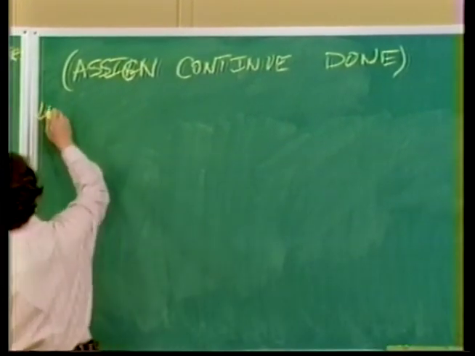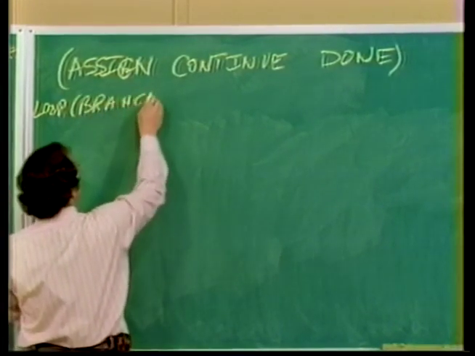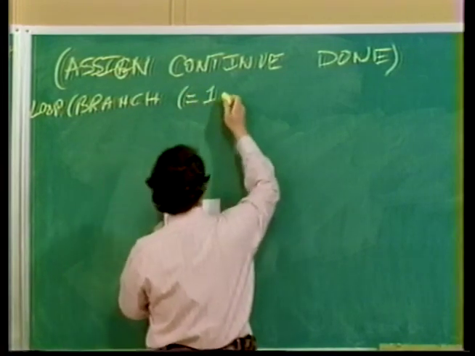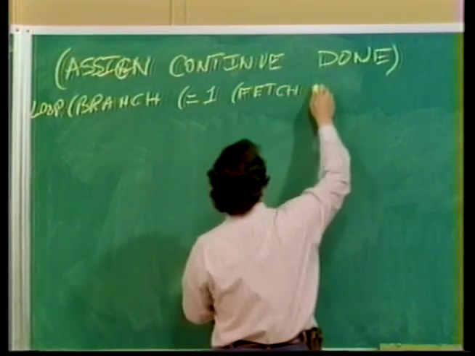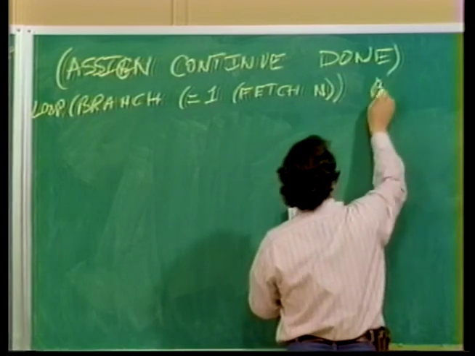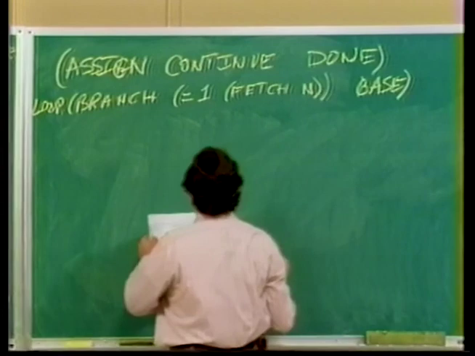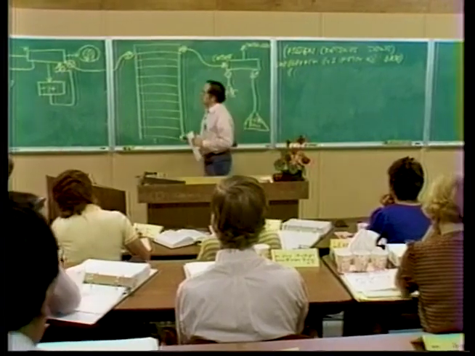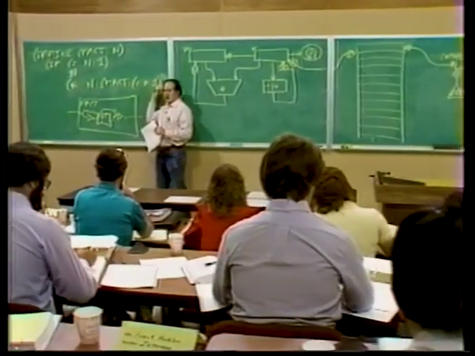we have a loop which says branch if equal 1 fetch n. If n is 1, then go to the base step of the induction, the simple case. Otherwise, I have to remember the things that are necessary to perform a subfactorial. I'm going to go over here and I have to perform a subfactorial.